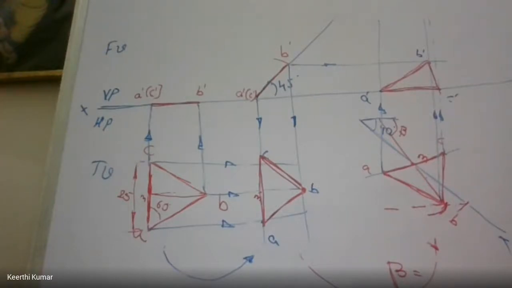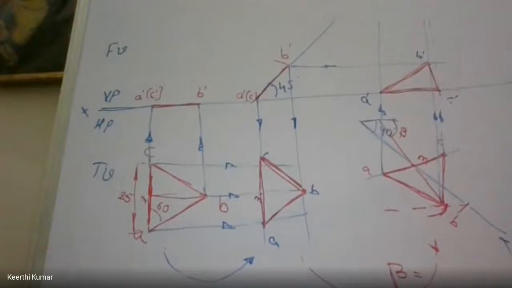A square plate is nothing but a lamina. A square plate of 40 mm size rests on HP such that one of its diagonals is inclined at 30 degree to HP and 45 degree to VP. Full stop. Draw its projections.